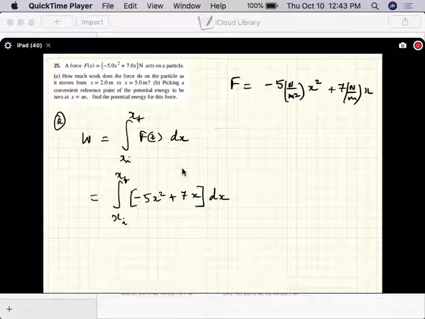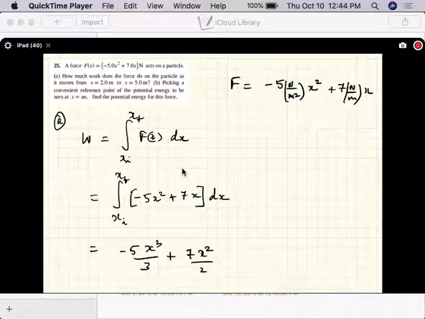Okay, so now this integral is minus 5x cubed by 3 plus 7x squared by 2. Okay, and that's the work done.